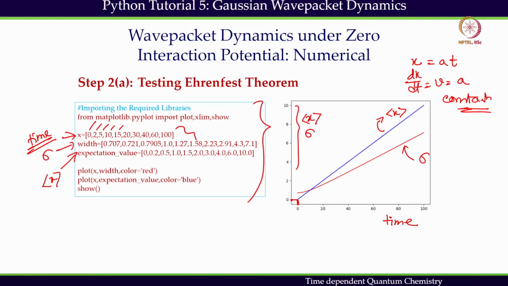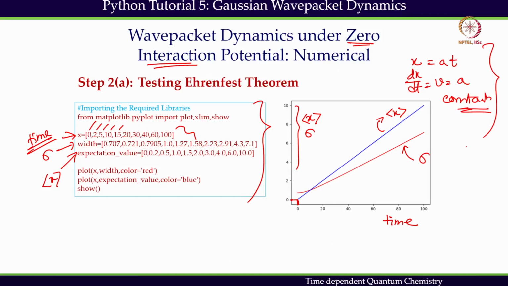A free particle is not experiencing any potential. It is a zero interaction potential. If no potential is there, there is no force acting on it. So if there is no force on a particle, it should not change the momentum or the velocity. It will be forever traveling with that velocity only. That is very interesting to note.